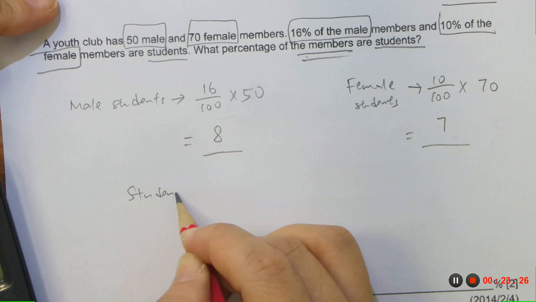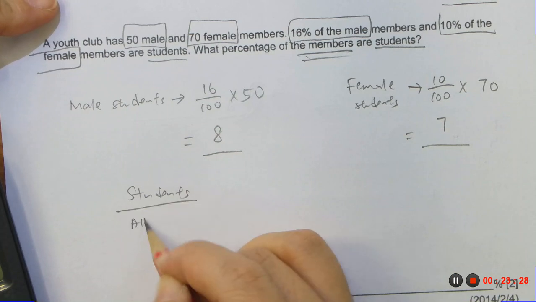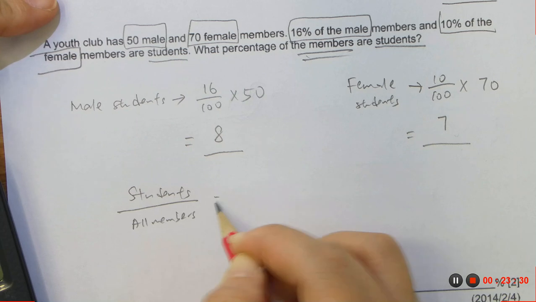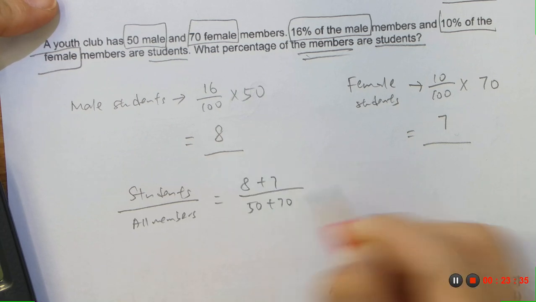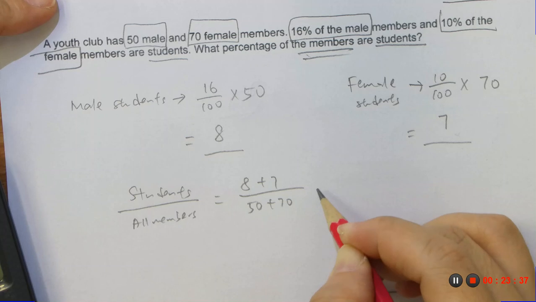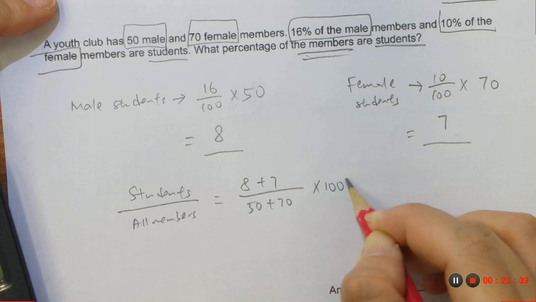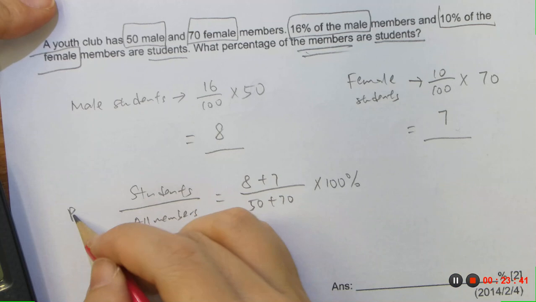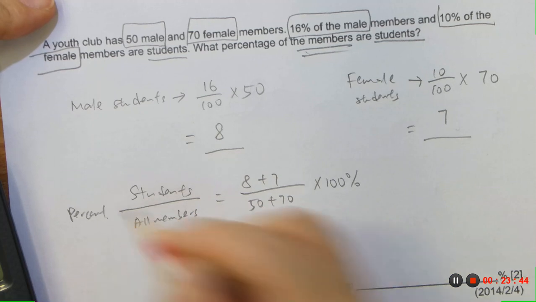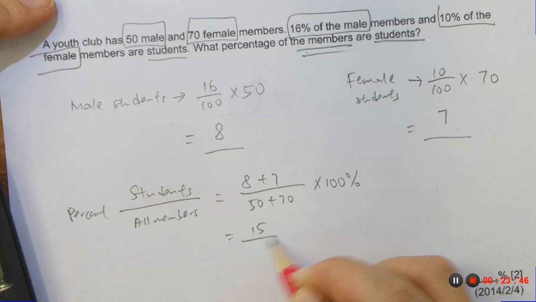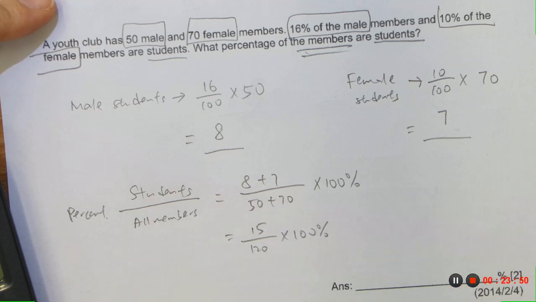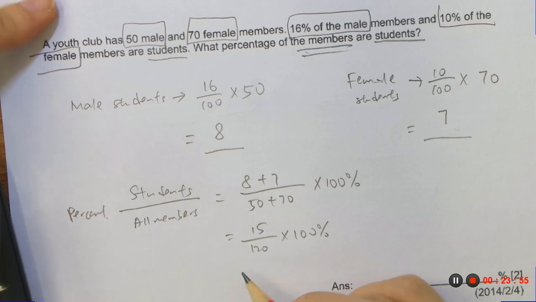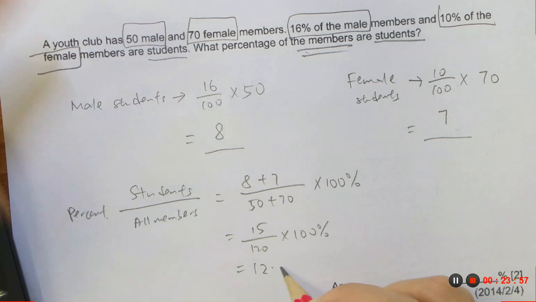So percentage of all the members are students. Students over all members. 8 plus 7 over 50 plus 70. And then you want a percentage, so times 100%. 15 out of 120 times 100%. 12.5.